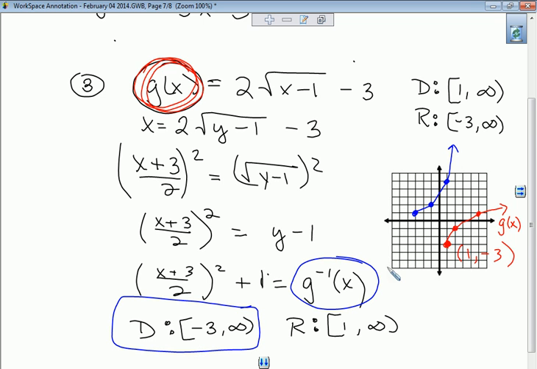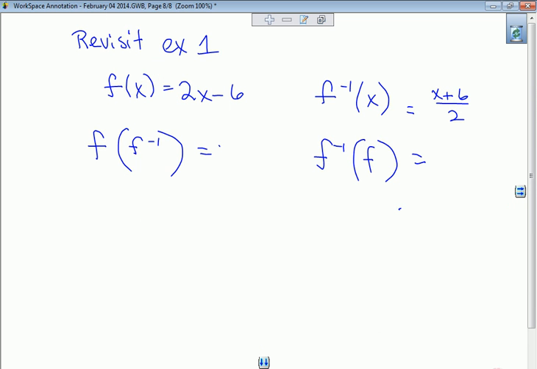With the restriction, do they appear 1 to 1? Yes. Without the restriction, would it appear 1 to 1? No. Because we would have this other side of the graph. We good? That's a lot of good stuff right there.